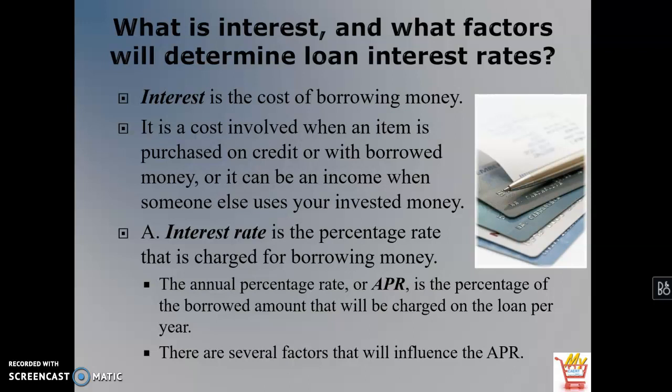So the interest rate is the percentage rate that is charged for borrowing money. Now, this number is going to vary quite a bit. The most common type of interest rate is an annual percentage rate, or APR. An APR is the percentage of the loan borrowed that will be charged on the loan per year. APR, annual percentage rate, annual meaning every year, and then the percentage rate for the entire year. And there are several things that are going to influence the APR that an individual is able to qualify for.